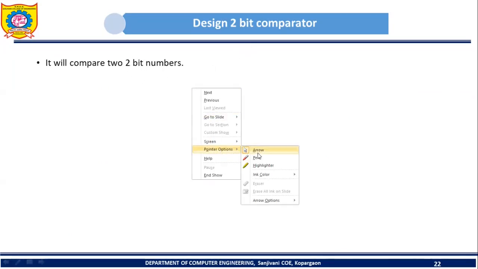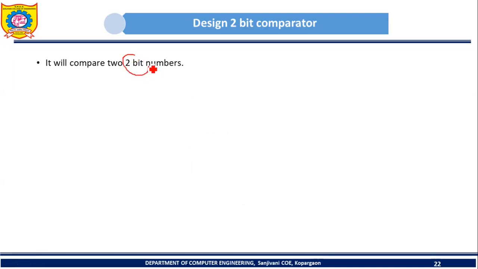Now let's try to design a 2-bit comparator. What is a 2-bit comparator? It is a combinational circuit which will compare two numbers, but what will be the size of each number? The size of each number will be 2-bit. In the case of the 1-bit comparator, we have seen that the size of each number was 1 bit, and here the size of each number will be 2-bit.